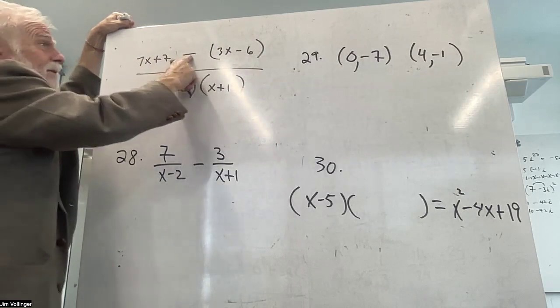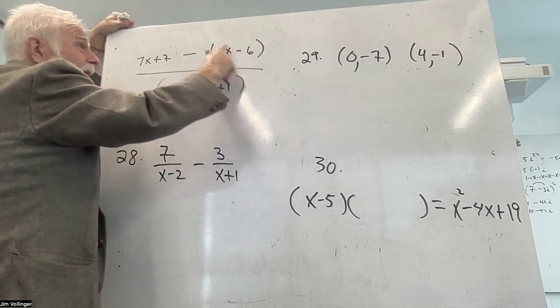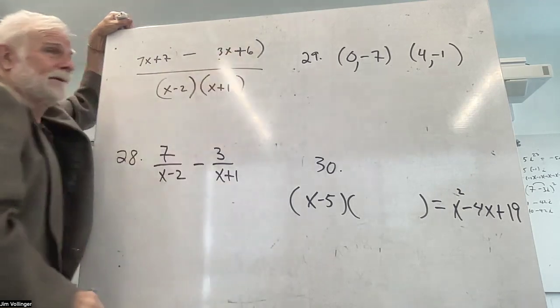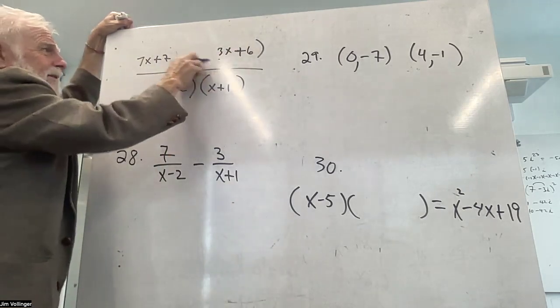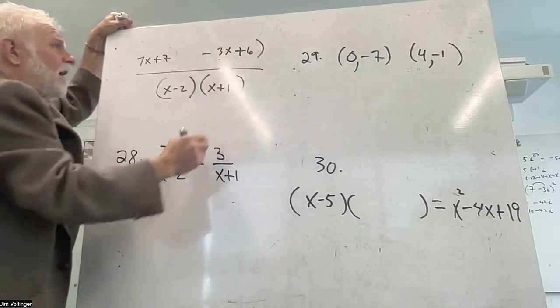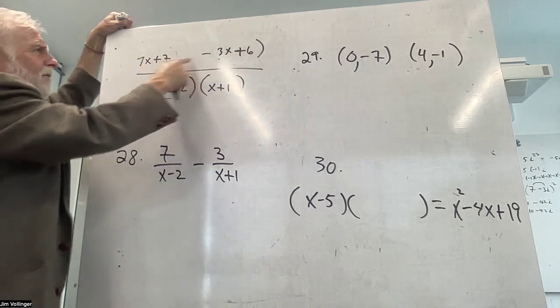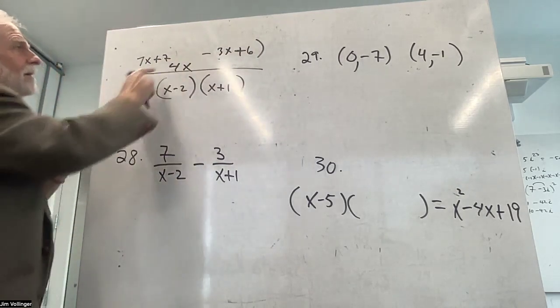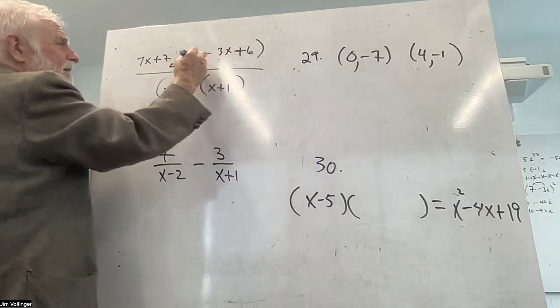What does it mean to subtract something with 2 parts? It means to subtract both parts. What was positive 3x is now minus 3x. What was negative 6 is now positive 6. I think I'm ready to doctor this up. 7x minus 3x. I'm hoping people say 4x. 7 plus 6, 13.